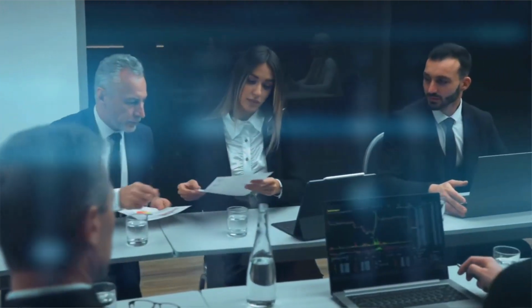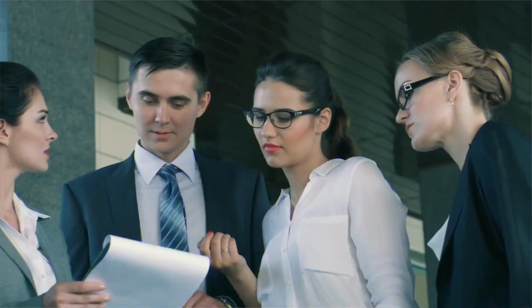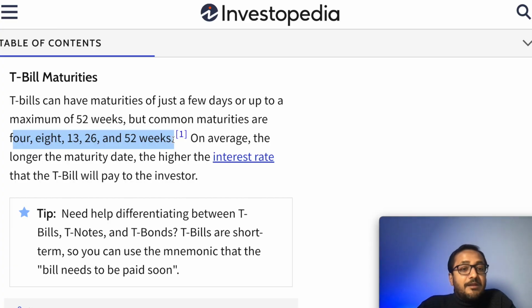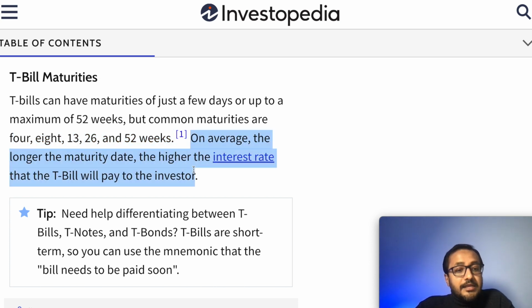I will share exactly how much money in interest you can make in this time period that is given by the government at the moment. On average, the longer the maturity date, the higher the interest rates that the T-bill will pay to the investor.